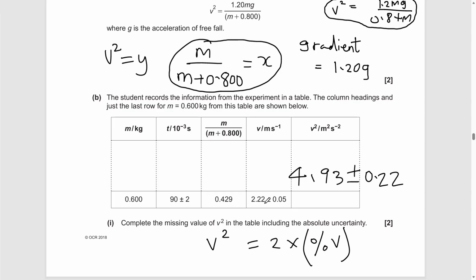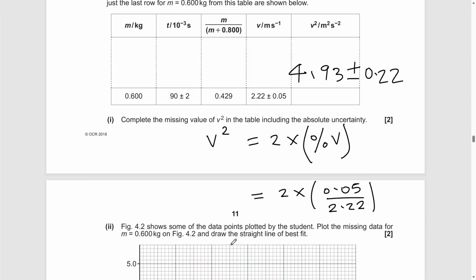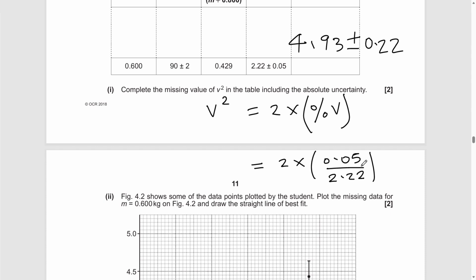For this question, you just square it, right? So you square the 2.22 because it has to be 2 decimal places, so it's 4.93. And then to work out the absolute uncertainty, because it's v squared, you need to do 2 times the percentage uncertainty of v. So 2 times 0.05 divided by 2.22. And then this times 4.93 gives you 0.22, and then that will give you your absolute uncertainty.